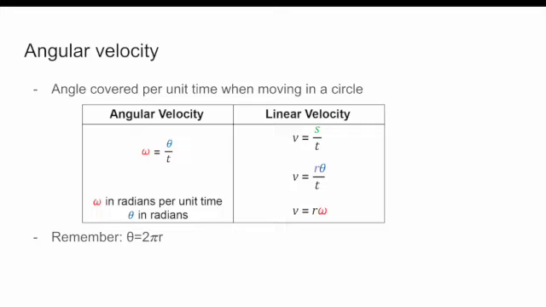So, yeah, that's basically angular velocity. And it relates to linear velocity in these ways, but it's something that we'll come back to in a little bit. So, just remember, theta is 2 pi r, so that's all you need to know. So you can sometimes substitute omega equals 2 pi r by t to find the angular velocity.